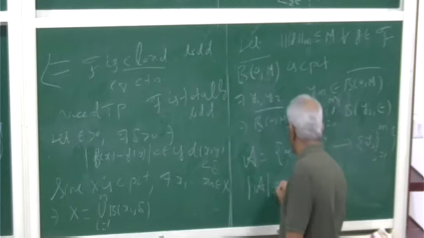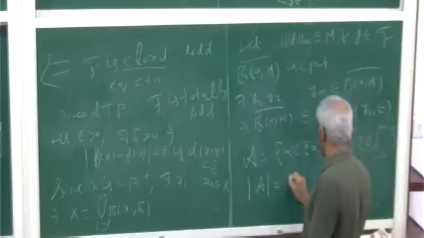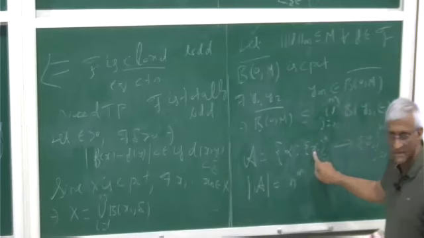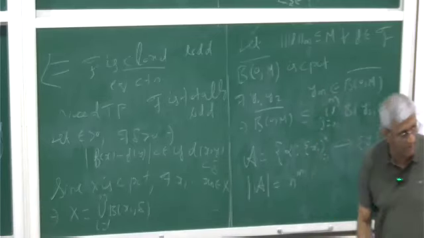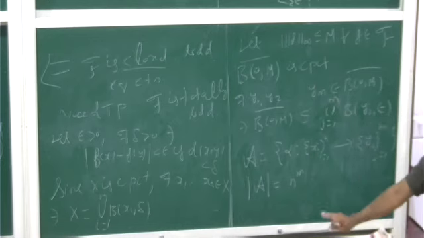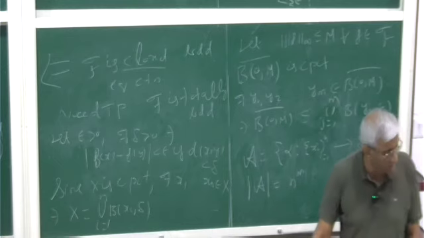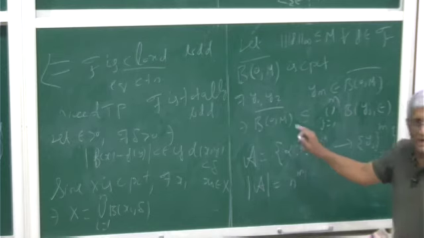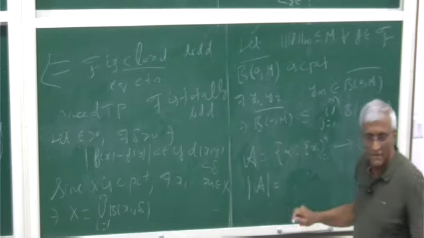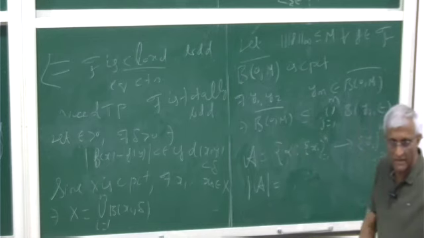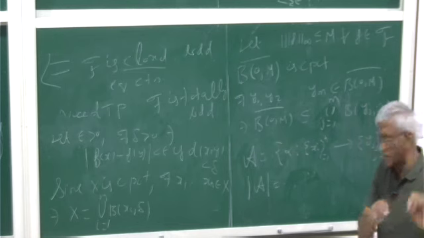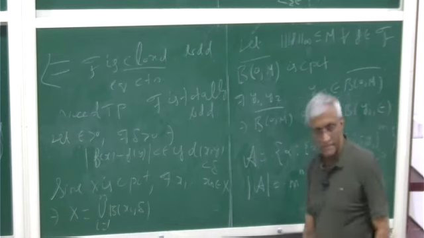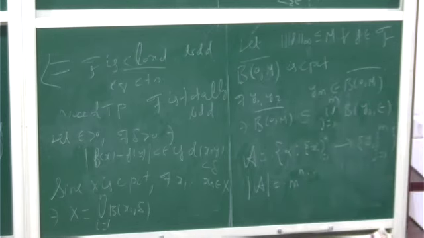This is equal to n power m, right? The first one has m choices, the second one has m choices, and there are n such things, so it's m to the n. Correct. It doesn't matter; what we need is that it's finite.